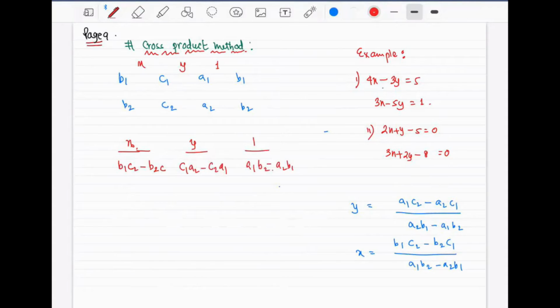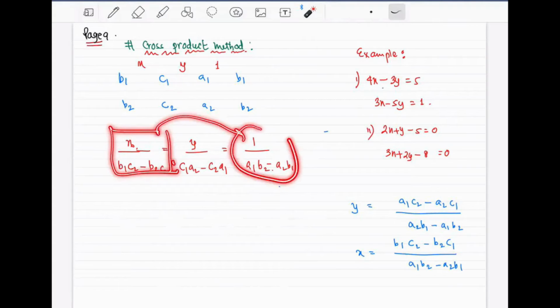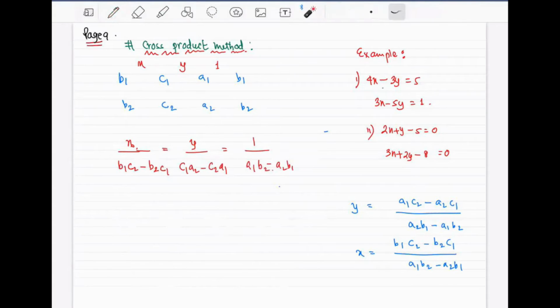And if I put an equal to in between, let's say you take this portion and this portion. If I have A is equal to B is equal to C, you can take A and C separately, right? Or you can take B and C separately, or you can take A and B separately. It's your choice. For now, I am taking this and this. There is a one missing here. So if I take this and this, what are we going to have? We have got x by b1 c2 minus b2 c1 is equal to 1 by a1 b2 minus a2 b1.